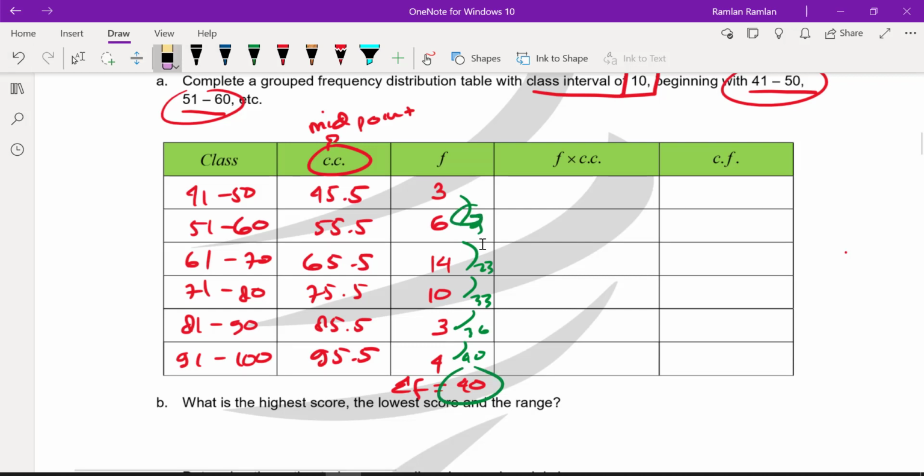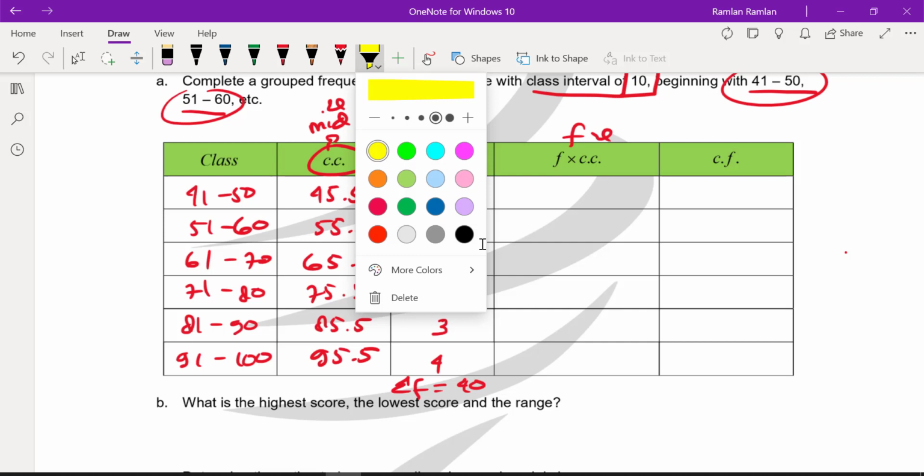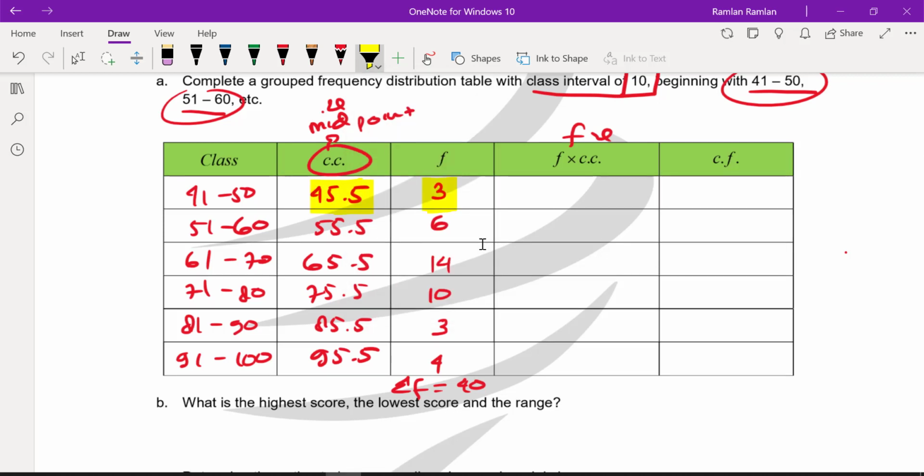Okay, now the next one that we are going to do is to fill in f times the class center. This is actually the same thing as fx, guys. So this is going to be the x value if we have a grouped frequency distribution table like this. We can just multiply the outcomes, which is the midpoint, with the frequency. For example, the first one is 45.5, and you multiply by 3, you'll get 136.5. So I'm going to write that here, 136.5, and then you can do the same thing with the other ones over here.